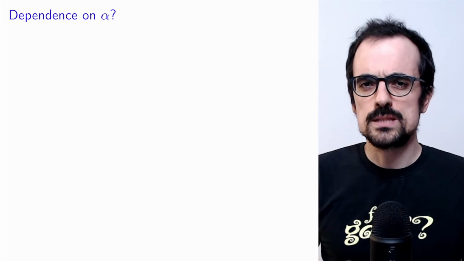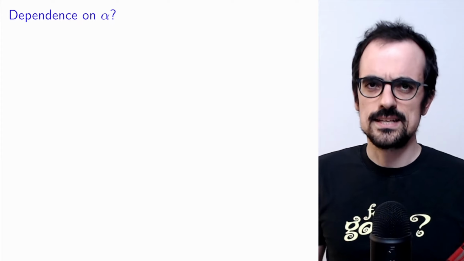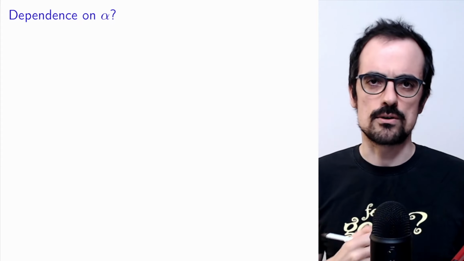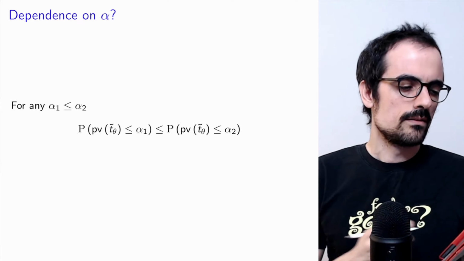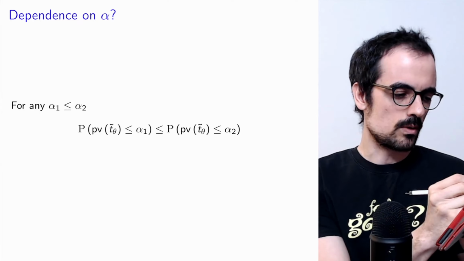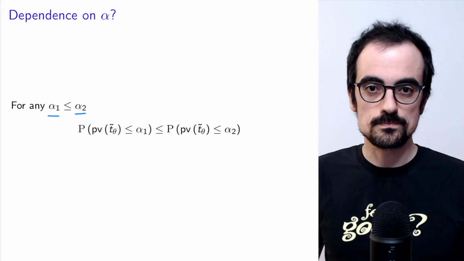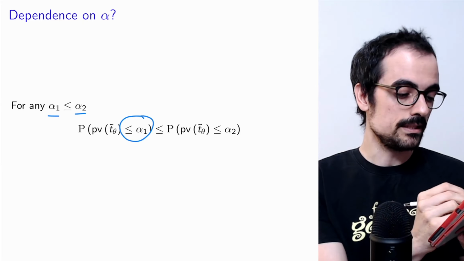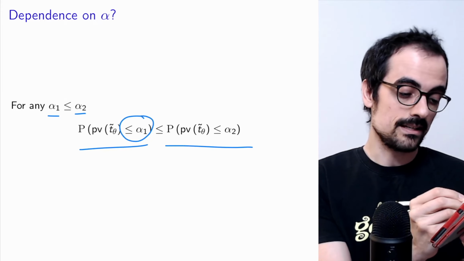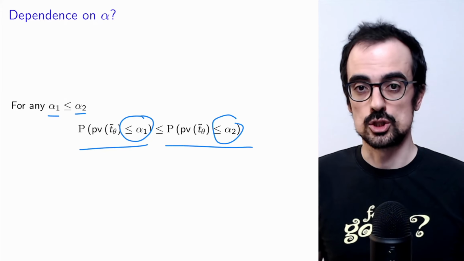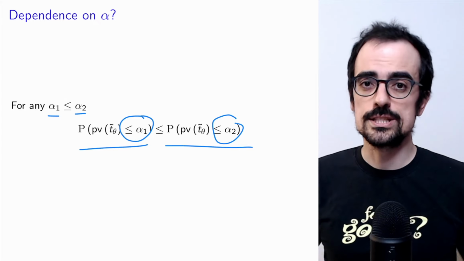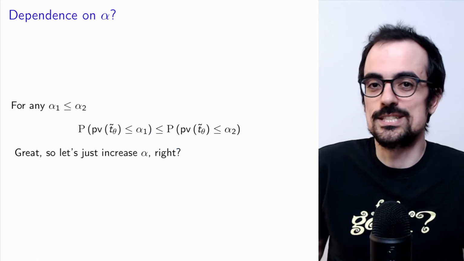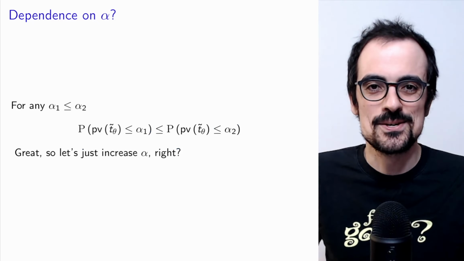So let's talk a little bit more about the dependence on alpha, because we have seen here that there is a clear dependence on the significance level for our power function. For any alpha 1 and alpha 2 such that alpha 1 is smaller or equal to alpha 2, if we're stricter with our significance level, then the probability of rejecting is smaller than if the significance level is higher. So we get more power, as we just saw, if alpha is higher. So shouldn't we just make alpha super high? What's the problem with that?